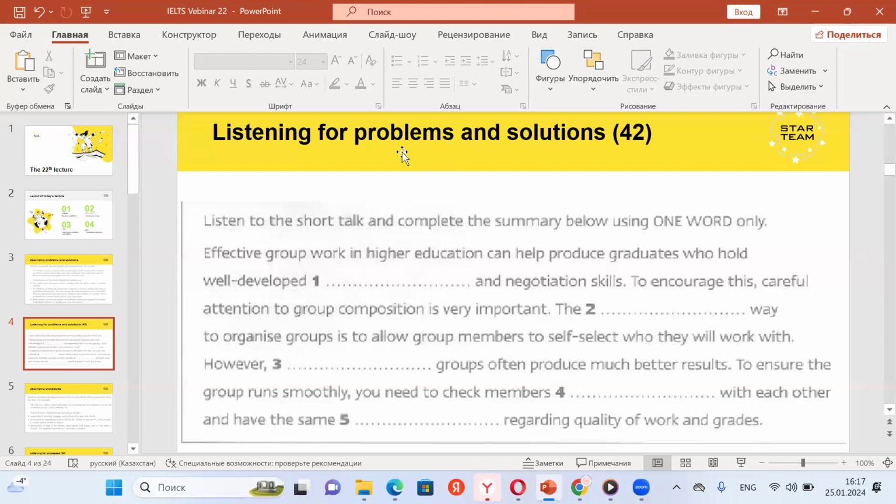Ваш выход, Екатерина? Yes, random. It's random groups often produce much better results. Okay, let's continue. To ensure the groups run smoothly, you need to check members with each other. Посмотрим. Что-то members with each other. So in this part, we expect to hear a verb. Тут что-то будет verb. And have the same что-то regarding quality of work, right? Maybe the same level, the same knowledge, the same motivation, right? It's after the word the same, we use a noun, right? We use a noun. Okay, so here we expect to hear a verb, and in 5 we expect to hear a noun.